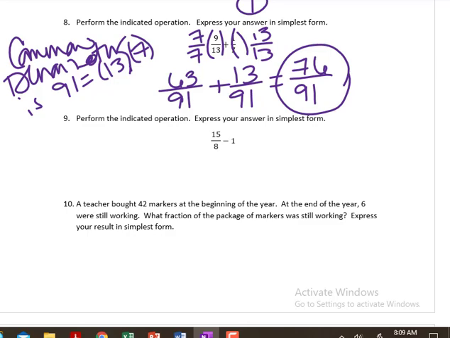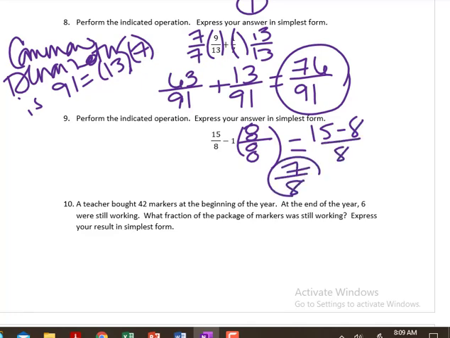Number 9, perform the indicated operation. Express your answer in simplest form. Well, again, I have to have a common denominator, which in this case will be 8. 1 is equal to 8 over 8. So I will end up with 15 minus 8 over 8, or 7/8 is my answer.